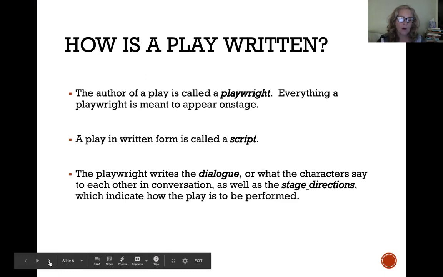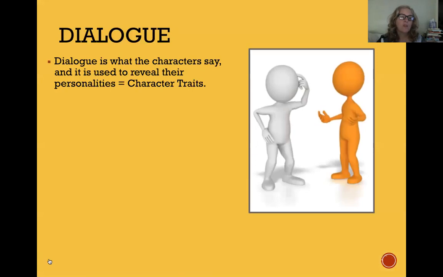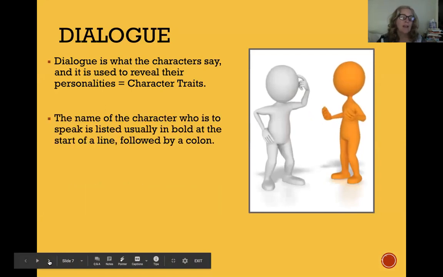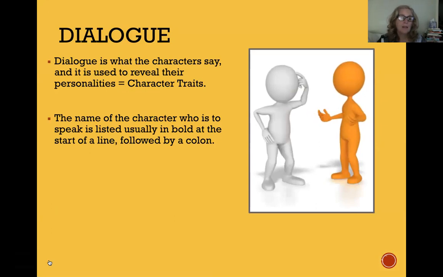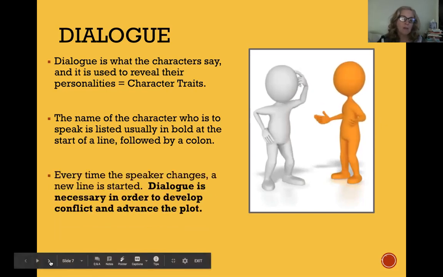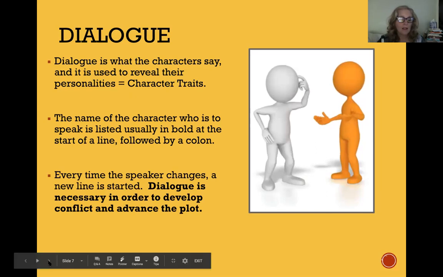Dialogue is what the characters say, and it's used to reveal their personalities, their character traits. The name of the character who speaks is usually listed in bold at the start of a line, followed by a colon. So maybe a character is named Stella, and it would read Stella and colon. Every time the speaker changes, a new line is started. Dialogue is necessary in order to develop conflict and advance the plot.